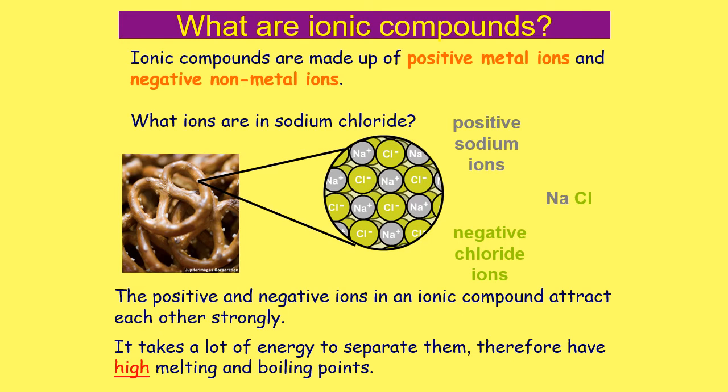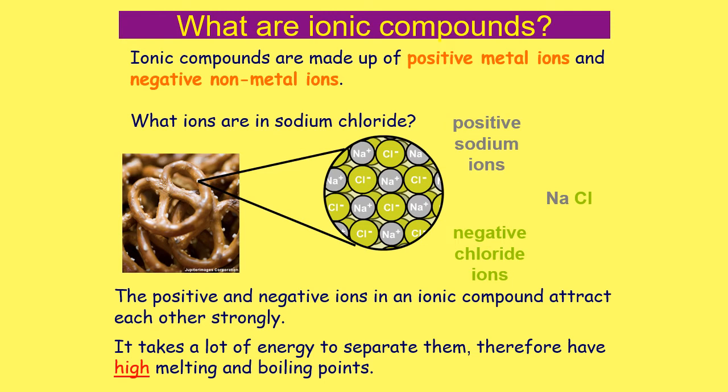And they attract to each other very strongly. Now, in that diagram, each sodium ion is attracted to every chloride ion in the picture, not just one, all of them. And every chloride ion is attracted to every sodium ion, not just one. That's really important to remember. In ionic bonding, all of the sodium ions are attracted to all of the chloride ions, and all of the chloride ions are attracted to all of the sodium ions.